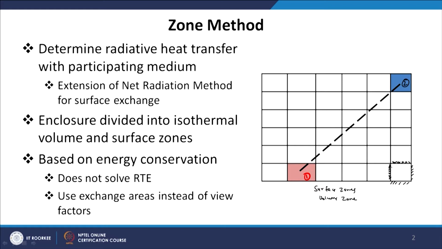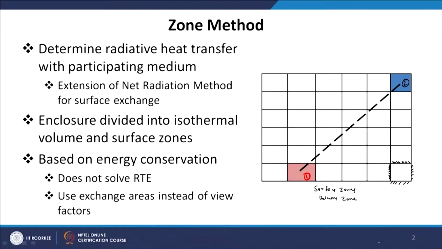The method is based on energy conservation. We write an energy balance equation between surface zones and volume zones: how much energy is emitted, how much energy is absorbed, and what is the net radiative heat flux. The method can be applied to gray as well as non-gray absorption coefficients. Here we will demonstrate this method for a gray absorption coefficient. Later on we will extend our concepts to non-gray properties of the gas.